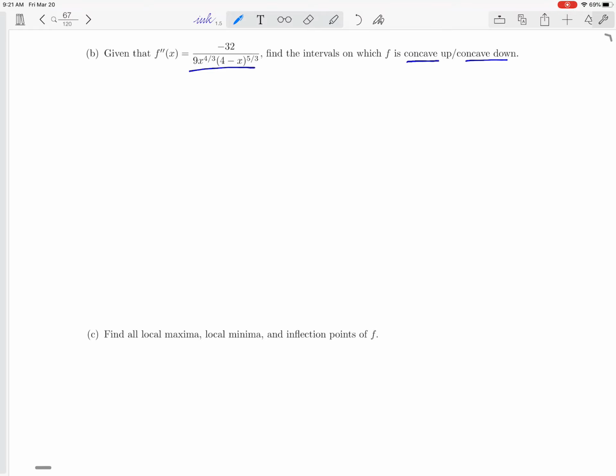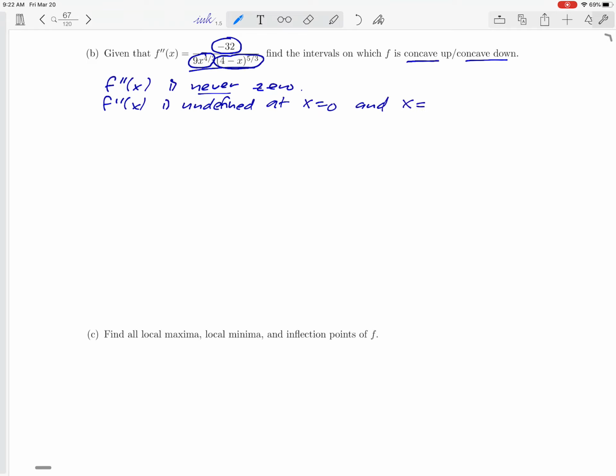Okay, we're going to look at our formula for f double prime of x and ask, where is it equal to 0 and where is it undefined? Well, the first thing to maybe notice is that the numerator is negative 32. That's never equal to 0, so there are no places where the second derivative is 0. So that numerator doesn't yield any critical points for us. In the denominator, though, by the same logic as what we did above, x equals 0 is going to make that first term, the 9x to the 4/3, 0, and x equals 4 is going to make that second term 0. All right? So the second derivative is undefined when x is 0 and x equals 4, because those are the two places that make the denominator 0.